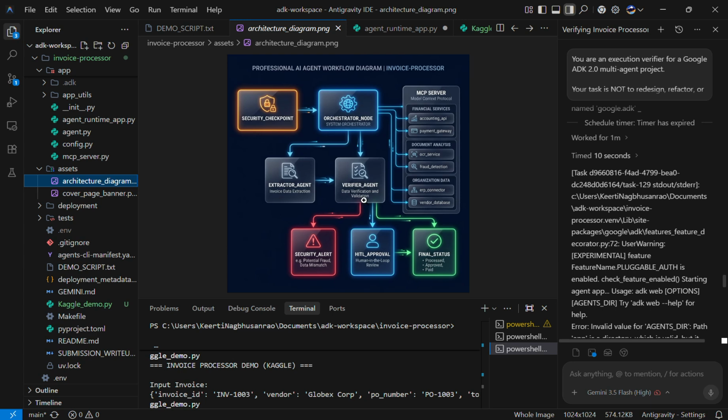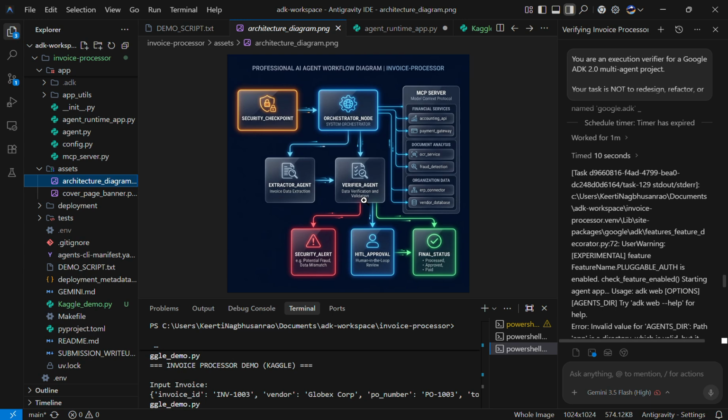Next comes the verifier agent. Verifier agents are used for data verification and validation. The verifier agent checks the extracted data against enterprise records. Instead of hard coding logic, it uses an MCP server, that is, Model Context Protocol. Why is Model Context Protocol used here? To query purchase orders, validate pricing and quantities, and simulate ERP and accounting systems. This cleanly separates LLM reasoning and deterministic business data, exactly how production AI systems should be built.